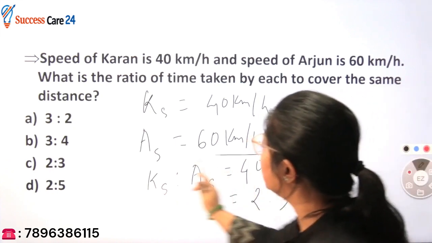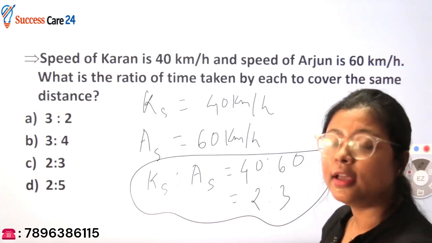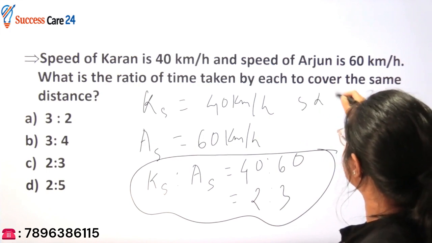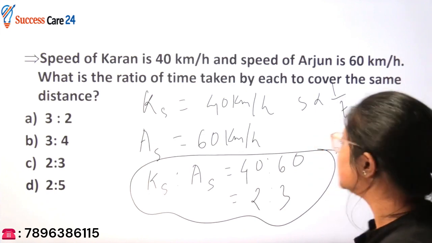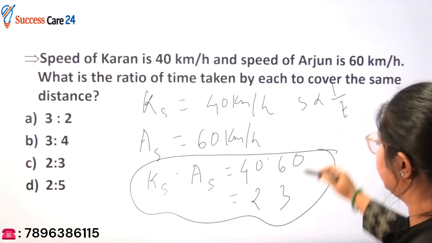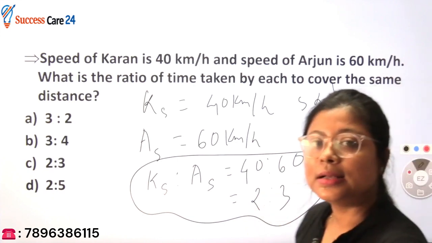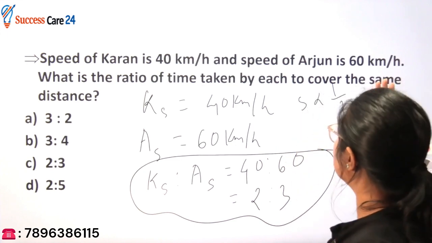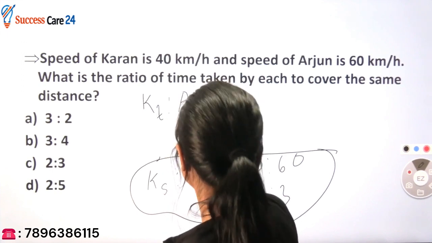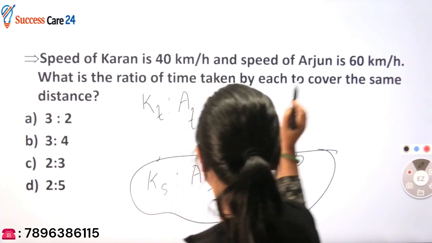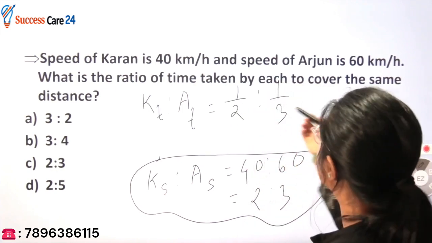So if I know the ratio of speed, from here we can calculate the ratio of time taken. Why? Because speed and time are inversely proportional to each other. I have already told you. So if I get the ratio of speed, then we can invert those ratios and we'll get the ratio of time. So the time taken by Karan and Arjun would be the inverse ratio of speed. So from here we can calculate the LCM.